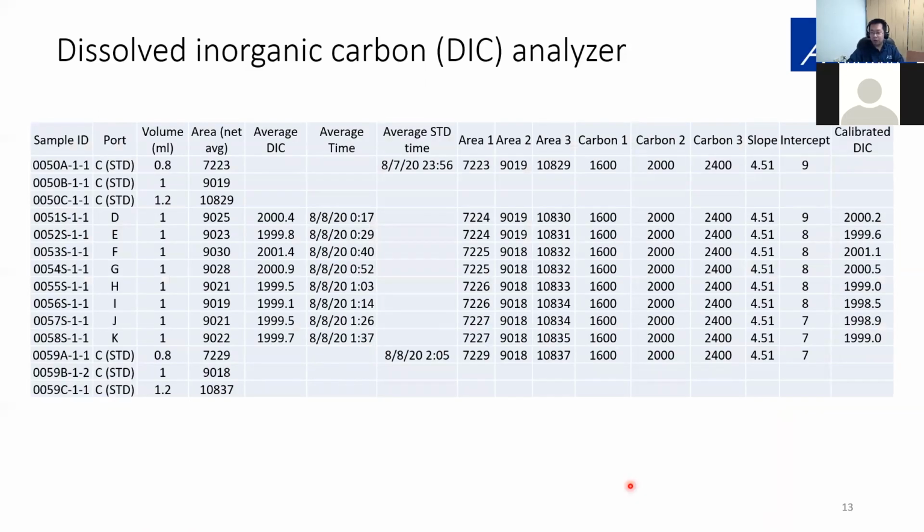Here's an example of calculating the calibrated DIC. This system with LI-7815 is very stable. So over time, it doesn't drift much. As we can see here, the area of the three volumes of the same standard changed only on the unit digit within about 2 hours.